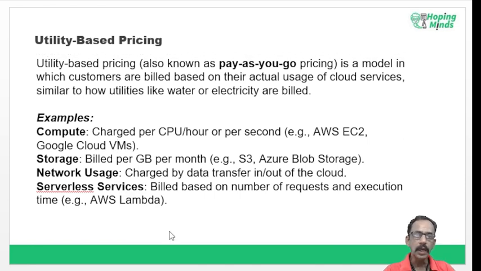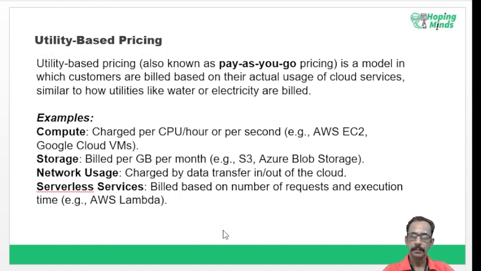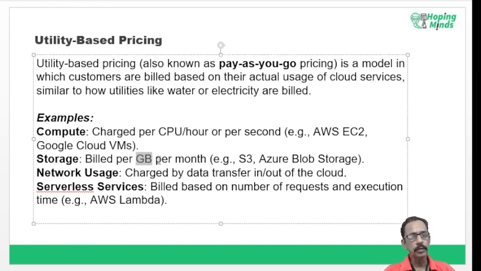Every utility has its own benefit and its own billing charges. Storage is billed per GB per month, like in AWS S3. If in 1 month you use 10 GB of storage, then you pay only for 10 GB. Next month you use 20 GB, then you pay only for 20 GB. And from the next month you use only 5 GB, then pay for that. Same thing for network usage, how much data is coming in and out of your cloud, and serverless services also.